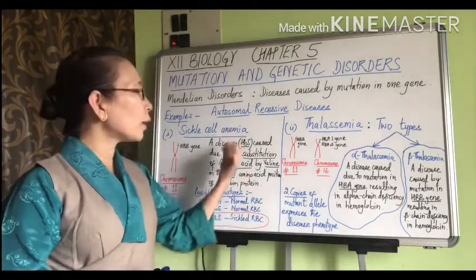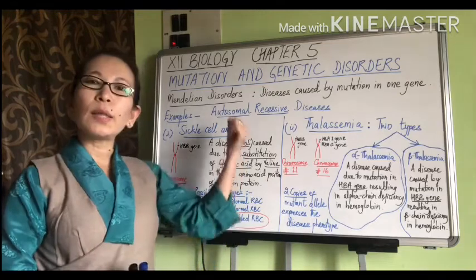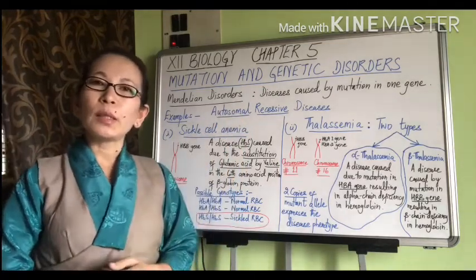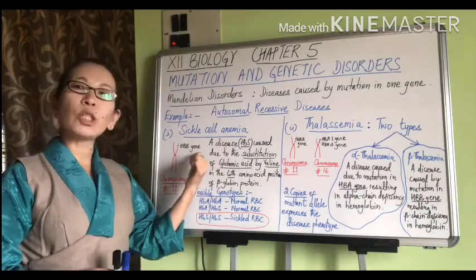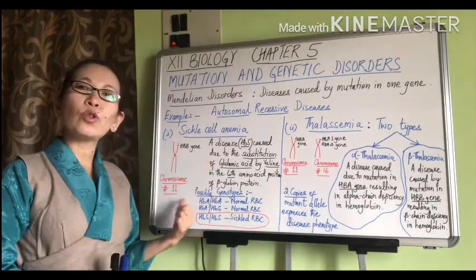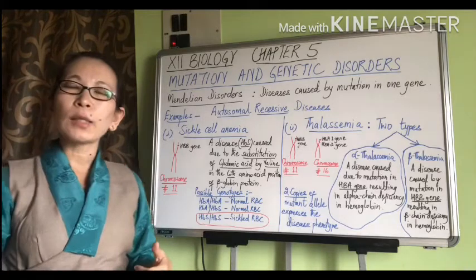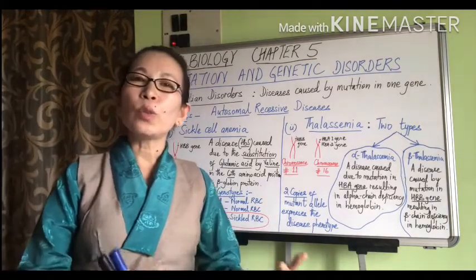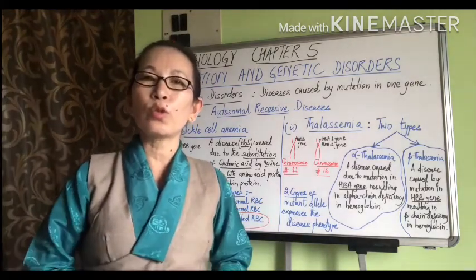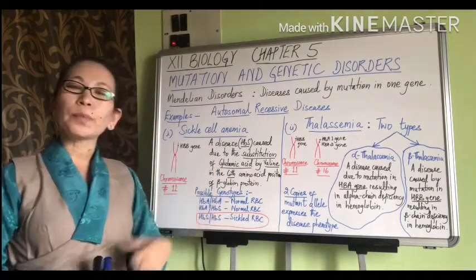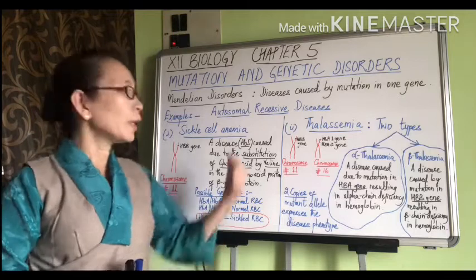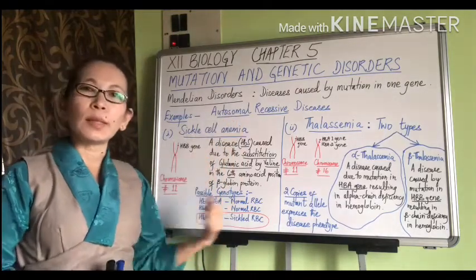Now, the reason why sickle cell anemia is considered an autosomal disease is because the gene for hemoglobin, the HBB gene, is located on chromosome 11. And we know that human chromosomes from 1 to 22, the first 22 pairs of human chromosomes, are all autosomal chromosomes. And because the gene is located on an autosomal chromosome, it becomes an autosomal linked disease.